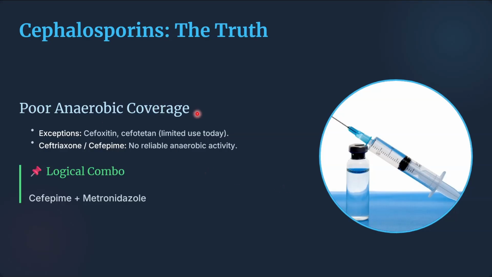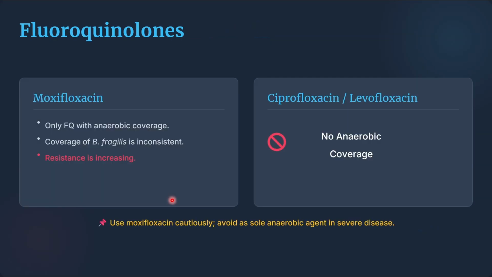Cephalosporins have very poor anaerobic coverage. This is the main truth. The exceptions are cefoxitin and cefotetan, which have very limited use today and only very mild anaerobic coverage. The major cephalosporins to be used, ceftriaxone and cefepime, have no reliable anaerobic activity. So a logical combo is either ceftriaxone with metronidazole or cefepime with metronidazole. Among fluoroquinolones, except for moxifloxacin, others do not have any anaerobic coverage. Moxifloxacin covers Bacteroides fragilis, but it is inconsistent.